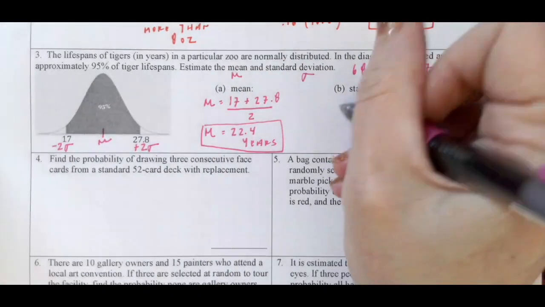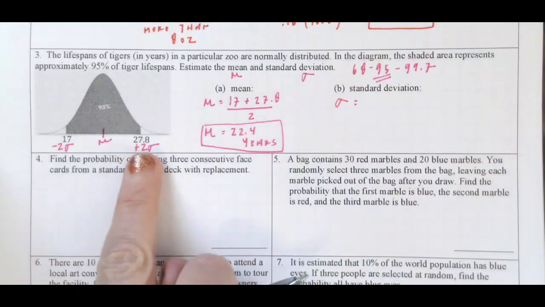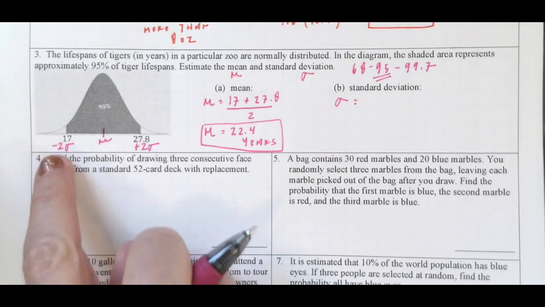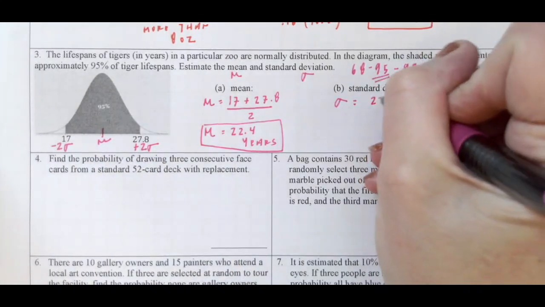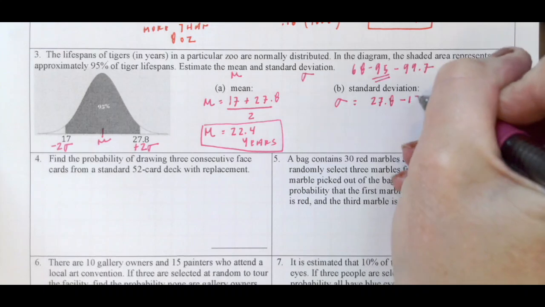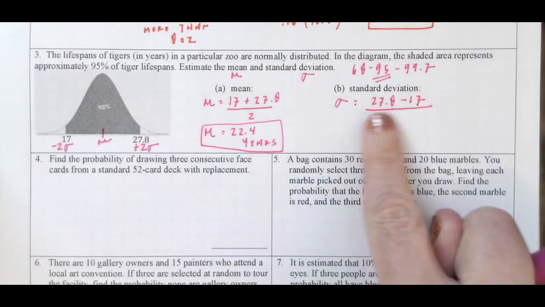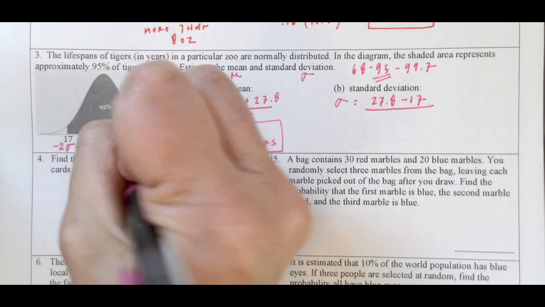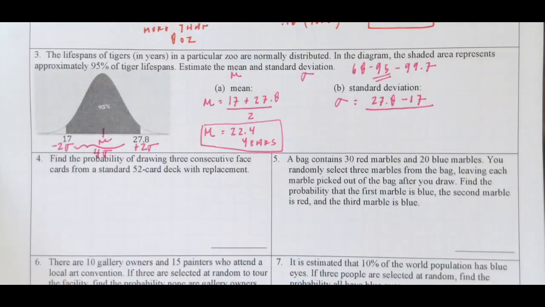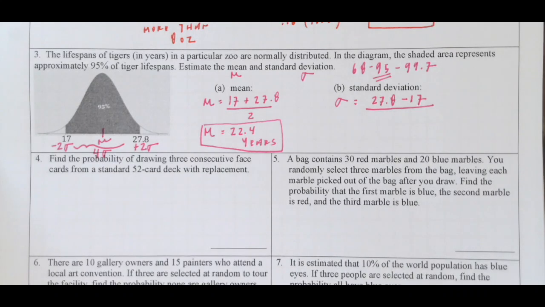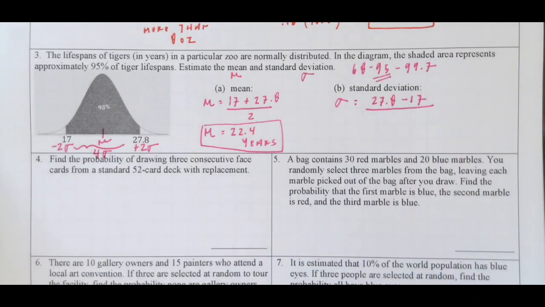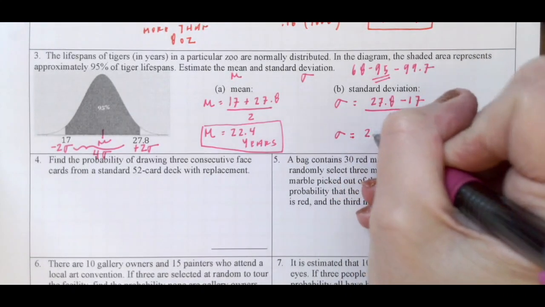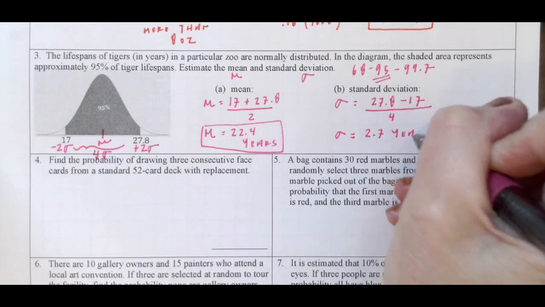Okay, for standard deviation, how far apart are our data points? So we take the big number, subtract the small one. So 27.8, take away 17. You take that difference. How far apart are they in standard deviations? Right, they're 4 standard deviations apart. So I take that difference, divide it by 4, and I get a standard deviation of 2.7 years.